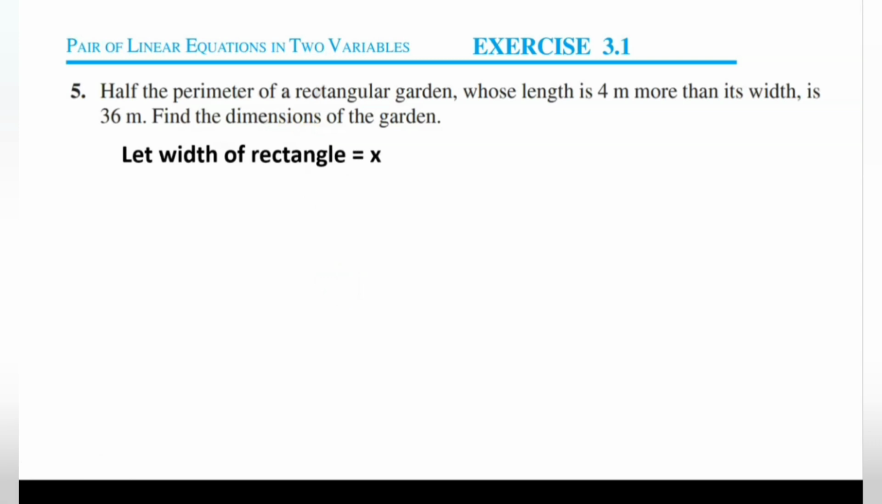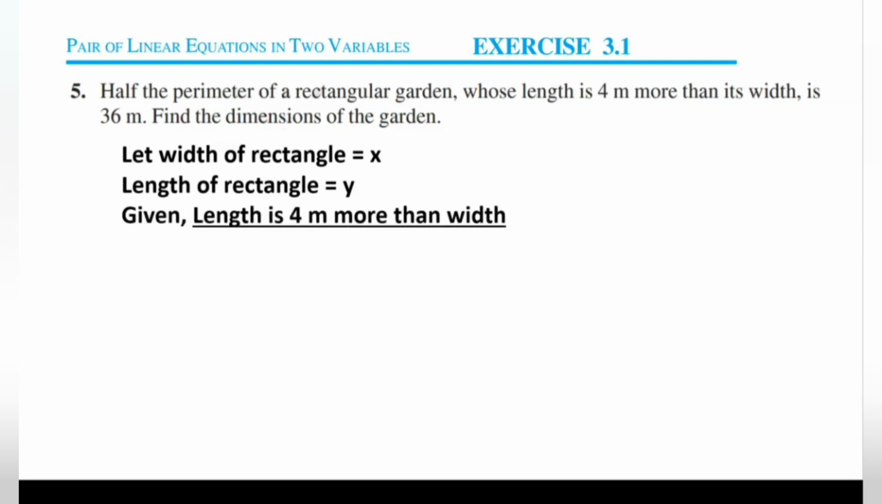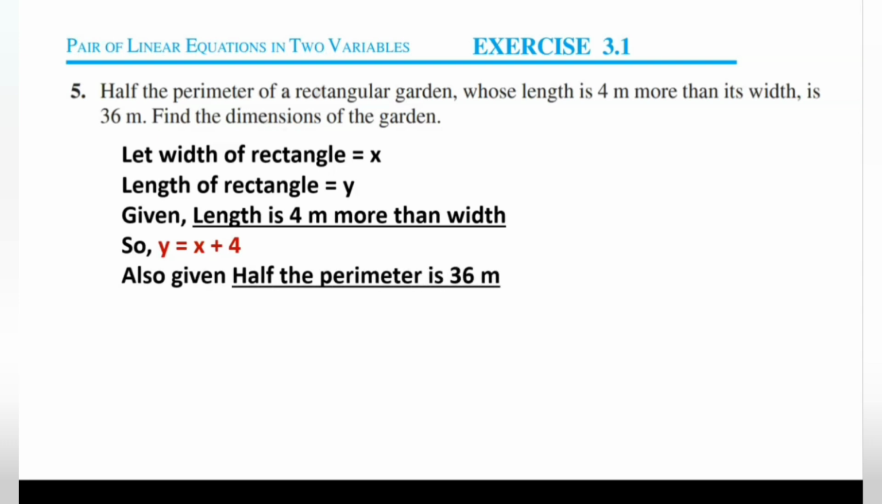So let the width of the rectangle be x. Write down the length of the rectangle as y. Now, as it is given that length is 4 meters more than its width, we can write it as y is equal to x plus 4. y is the length of the rectangle, which is 4 meters more than the width. So, x plus 4.